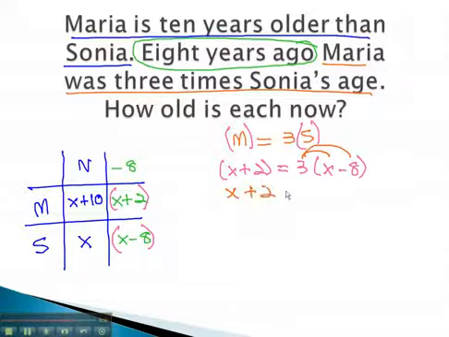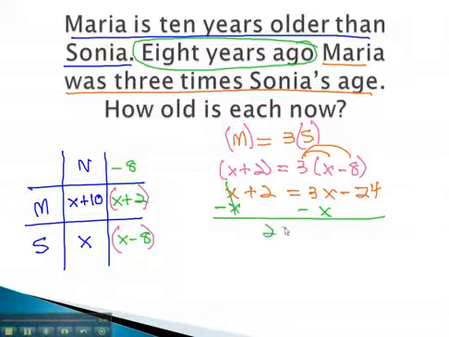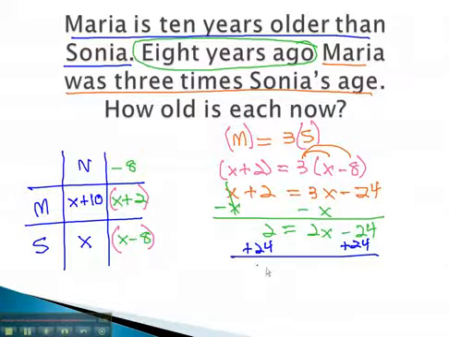First, we distribute, and x plus 2 equals 3x minus 24. Move the variable to one side by subtracting x, which gives us 2 equals 2x minus 24. Adding 24 to both sides gives us 26 equals 2x. Finally, dividing both sides by 2 tells us that x equals 13.